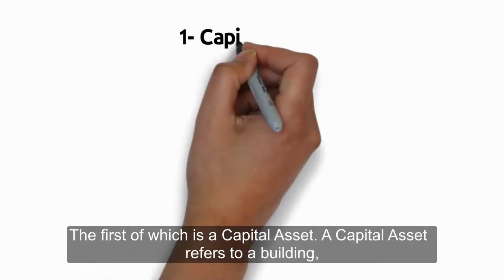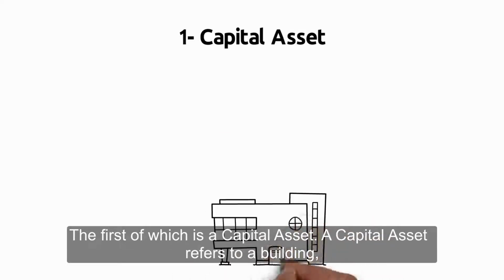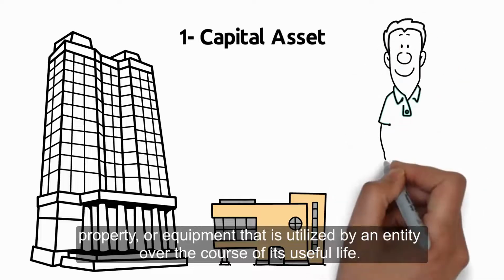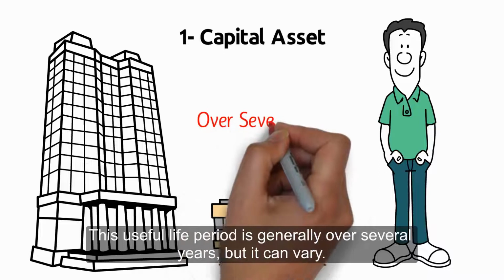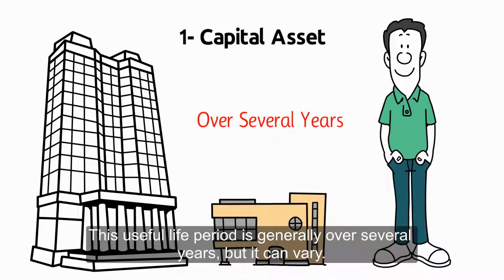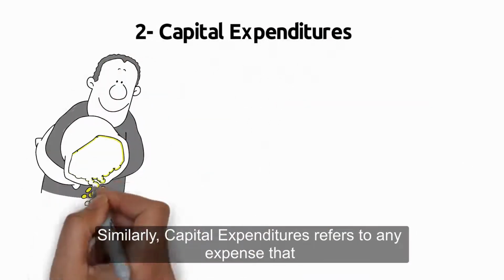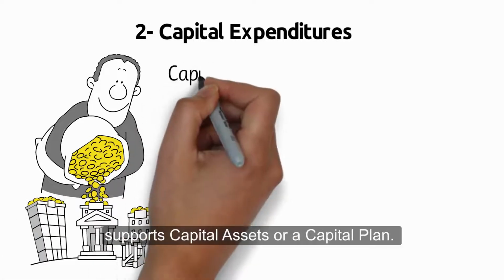The first of which is a capital asset. A capital asset refers to a building, property, or equipment that is utilized by an entity over the course of its useful life. This useful life period is generally over several years, but it can vary. Similarly, capital expenditures refers to any expense that supports capital assets or a capital plan.